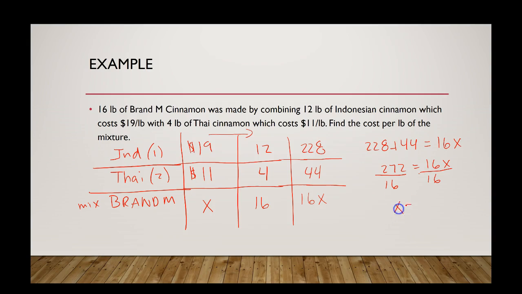And we get x equals $17. So this would be $17 per pound for that mixture once you put Indonesian and Thai together.